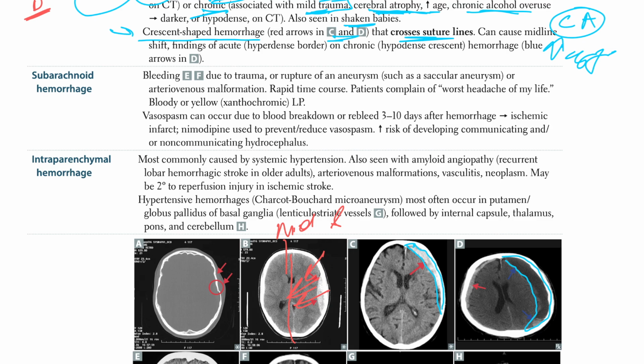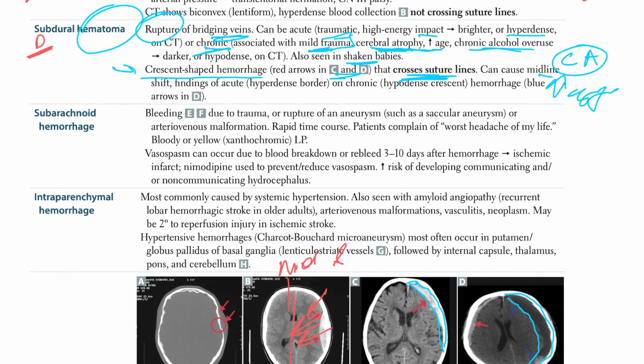Picture C and D, crescent shape. It's crossing suture lines and can cause midline shift. Again, it can also cause midline shift. Findings are acute, with hyperdense borders, or chronic, hypodense. Hyperdense is white. White is blood, with a white border, and hypodense hemorrhage is blue.